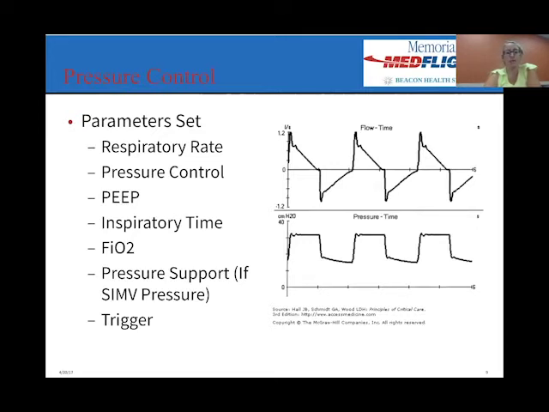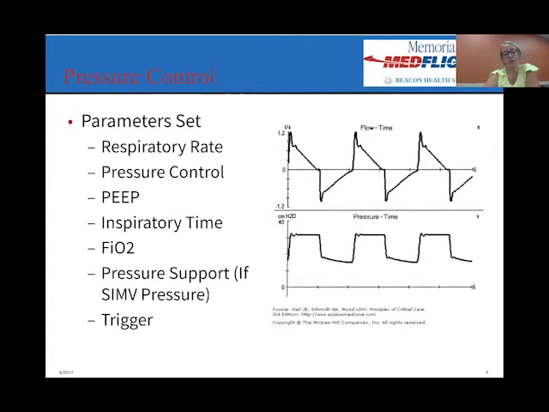We kind of say patients' high pressure is 30. So if you're getting up towards 30, depending on what's going on with your patient, you may need to make some changes if you're getting up there in the high numbers. PEEP is, again, something you're going to set, and we'll talk more about that in a little bit. Your inspiratory time, your FiO2, pressure support.